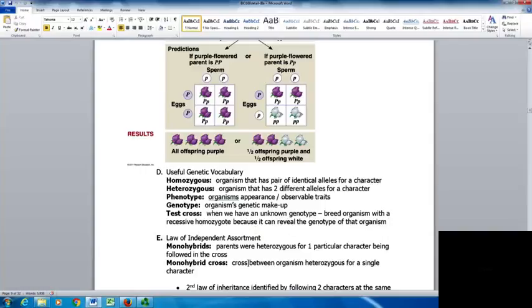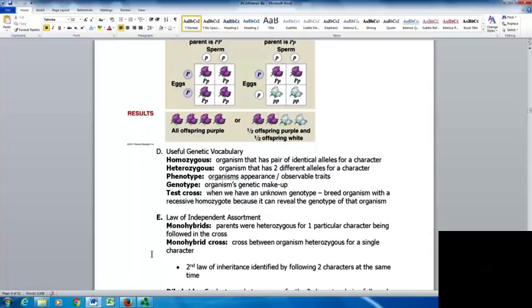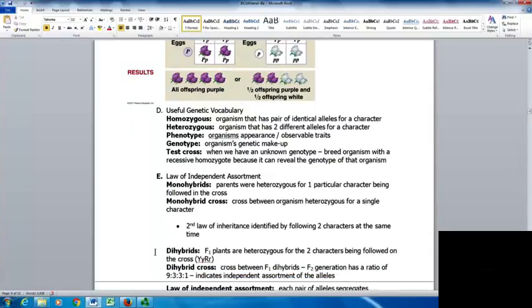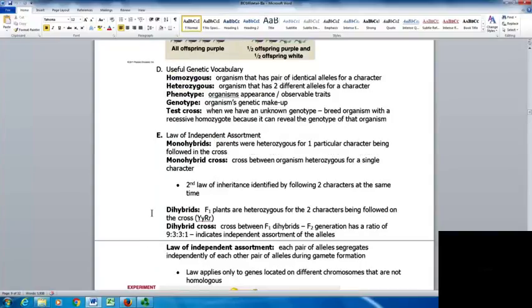We call these monohybrids, where the parents are heterozygous for one particular character being followed in the cross. So a monohybrid cross just looks at a cross between organisms that are heterozygous for a single character. You can do dihybrid crosses where you look at more than one character at a time as well. The second law of inheritance was actually identified by following two characters at the same time. So dihybrids are F1 plants that are heterozygous for the two characters being followed in the cross.